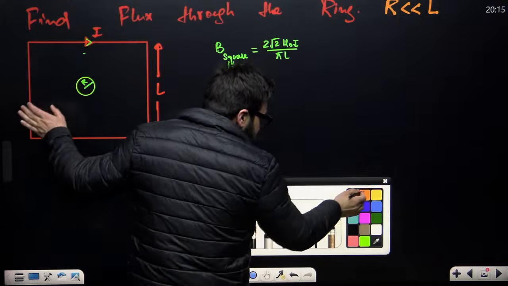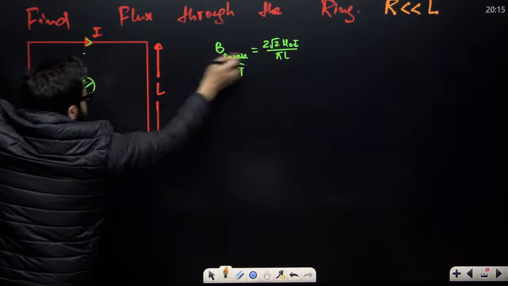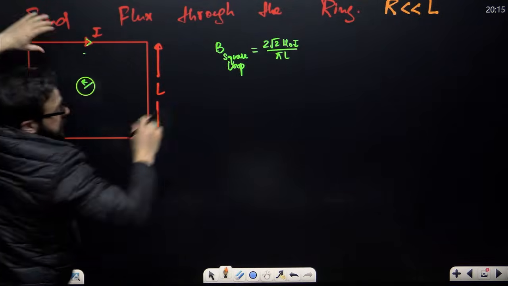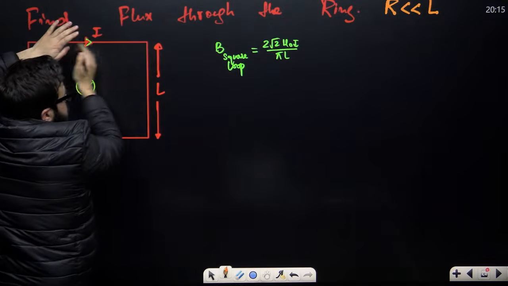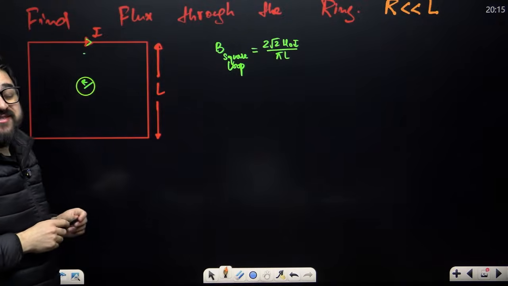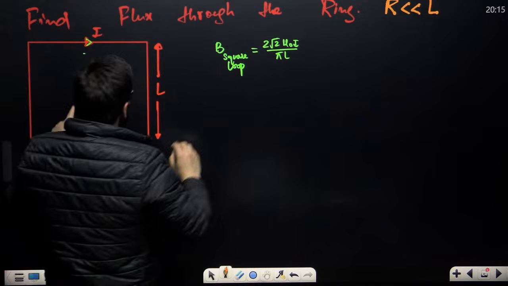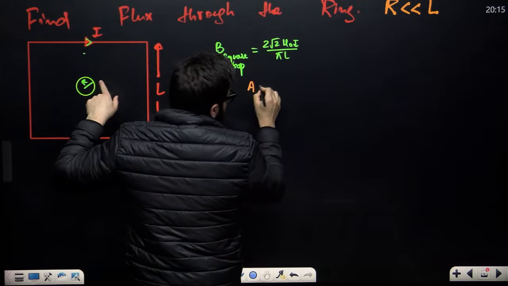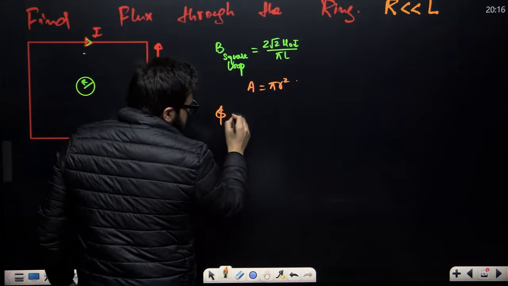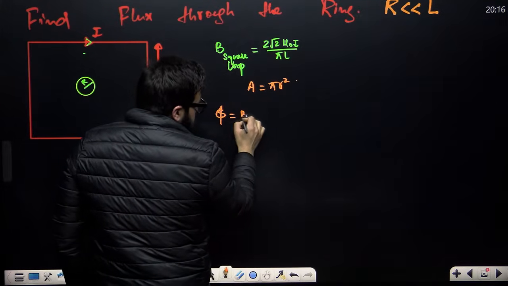So what is the area of the square loop? Now this magnetic field will cross this loop. The magnetic field due to this square loop is going to cross the circular loop. So what is the area of the circular loop? That is pi r square. Now tell me what is going to be the flux. Flux is magnetic field into area, so that is B into A.